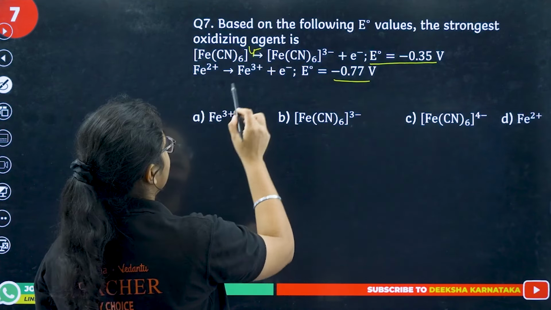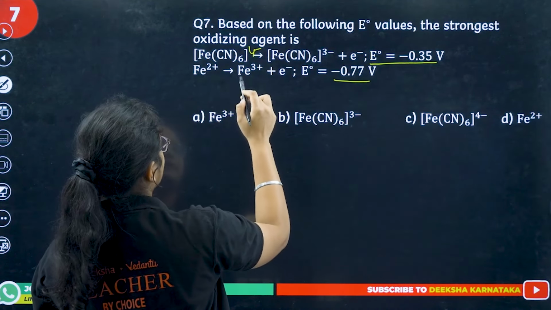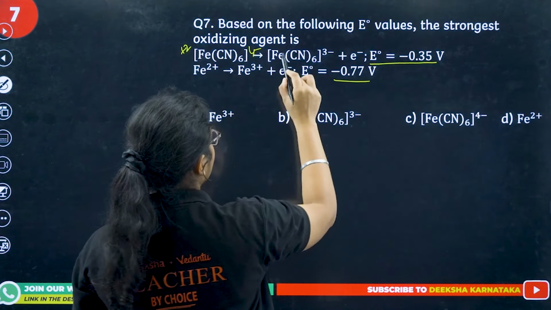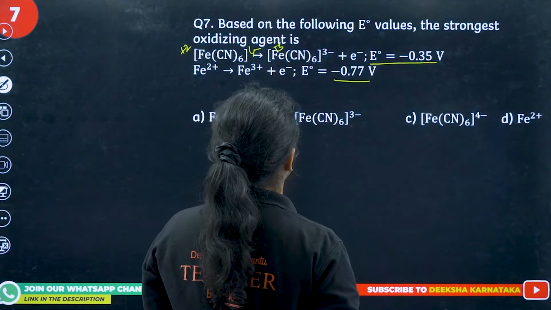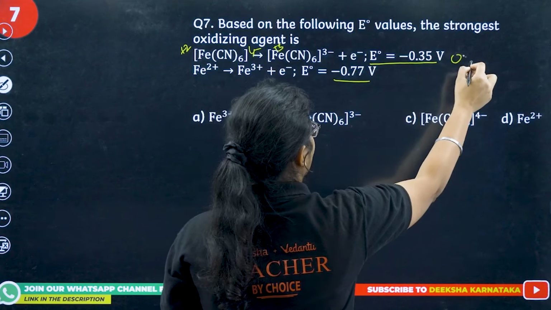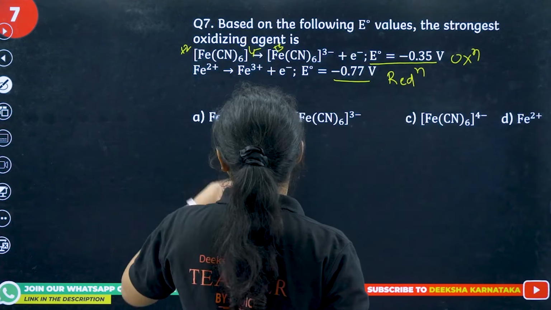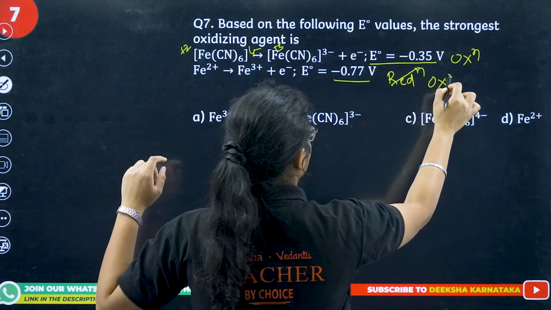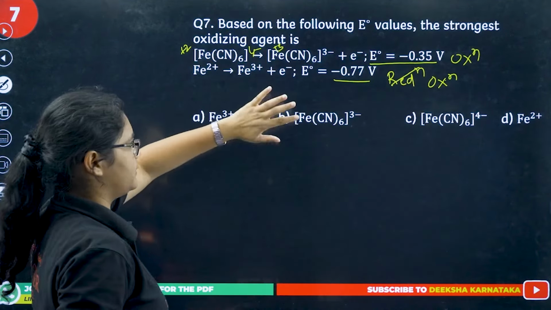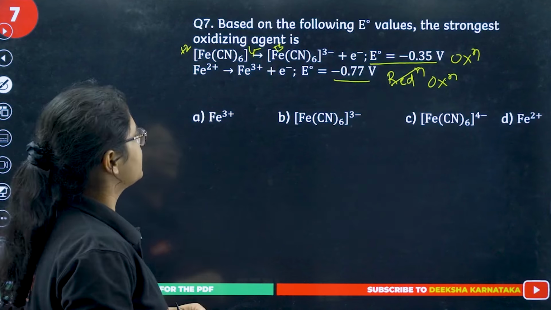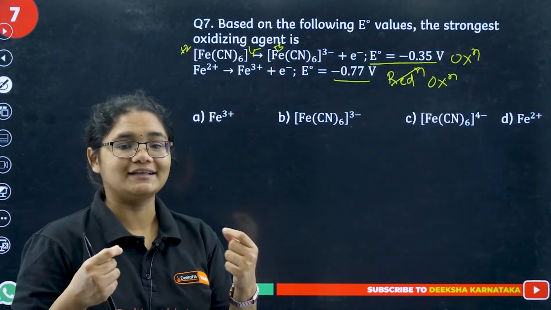Fe(CN)6 4-, so here I'll get Fe+2 and here I'll get Fe+3 actually. Okay, so this is given to me as oxidation potential and this is the reduction potential, right? Now this is also oxidation potential. Both are oxidation potentials given to me, right? Fe+2 to +3, here also Fe+2 to +3. Now the question is, which is the strongest oxidizing agent?